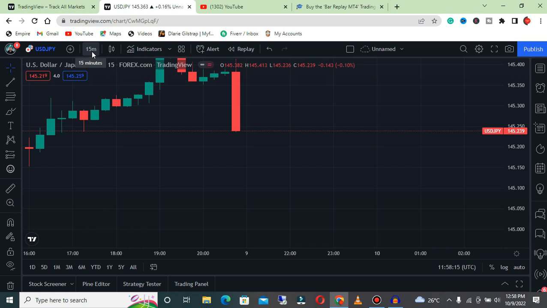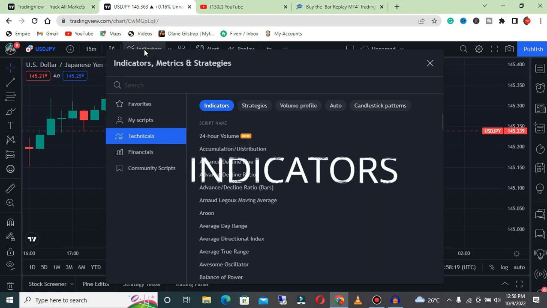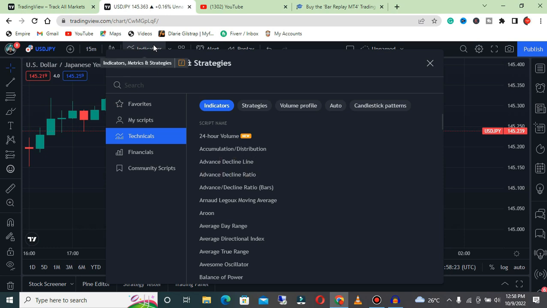All right, so the last one over here is called indicator. On the indicator part, we usually use indicators to analyze the market and at the same time to build our strategies. This is what we're going to be working on in the future. So we have a technical indicator, which is this.